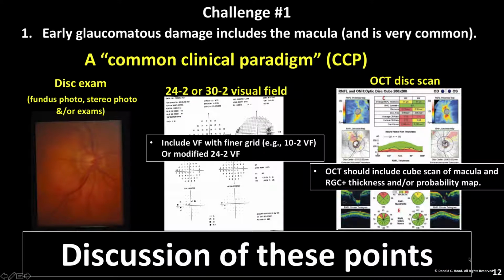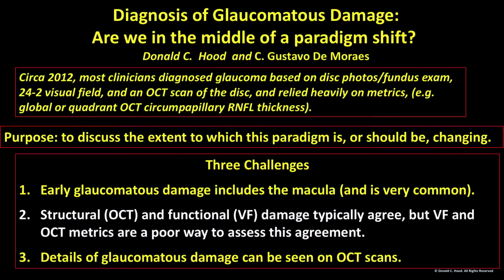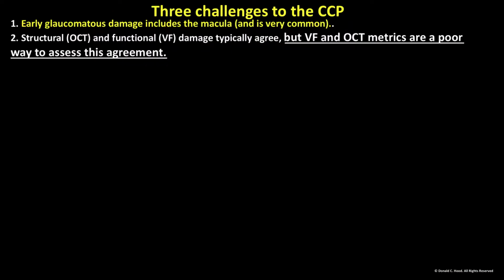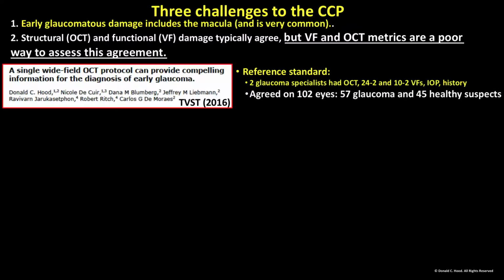Okay, at this point there was a discussion at the SIG meeting. I'll just pause for a moment and then we'll pick up the second challenge. So the second challenge we discussed had to do with structural and functional damage. We're going to argue that they typically agree, but visual fields and OCT metrics are a poor way to assess disagreement. And again, you can take this as a working hypothesis and test this yourself with your own data. So there are 2 points here. Let's start with the second point, that visual field and OCT metrics are a poor way to assess disagreement.